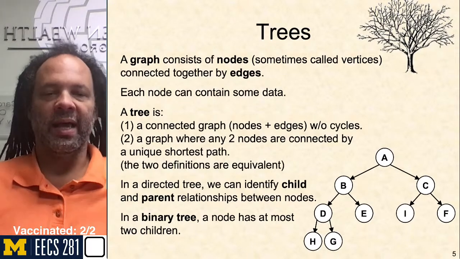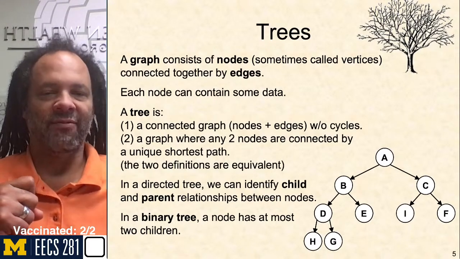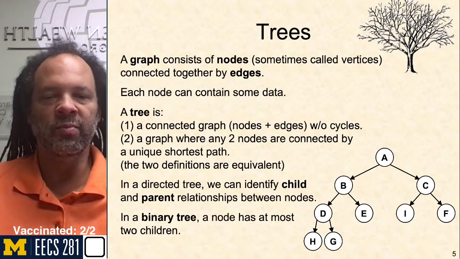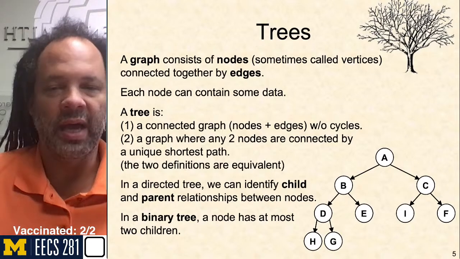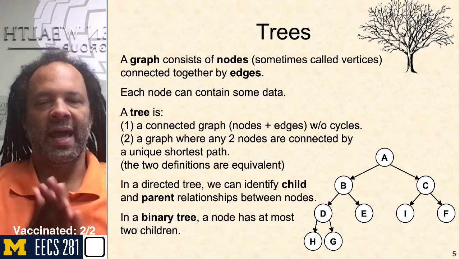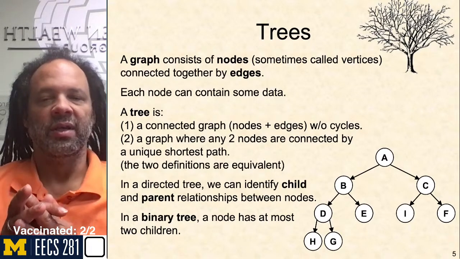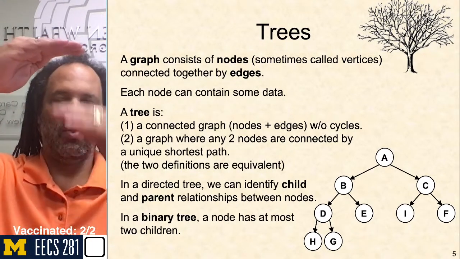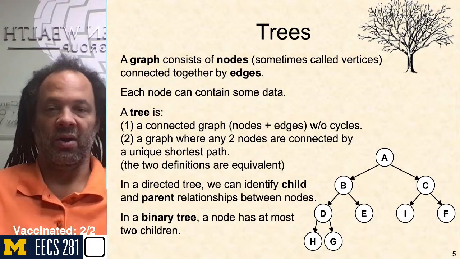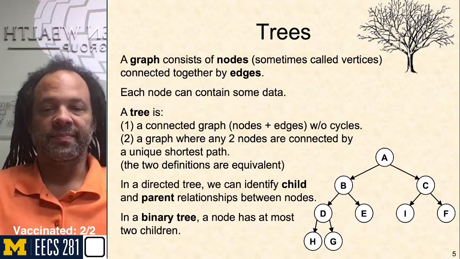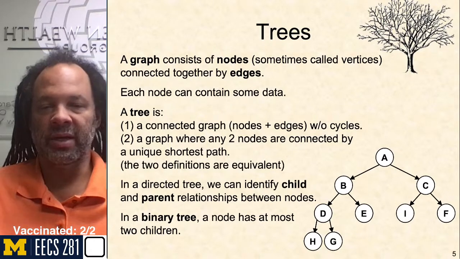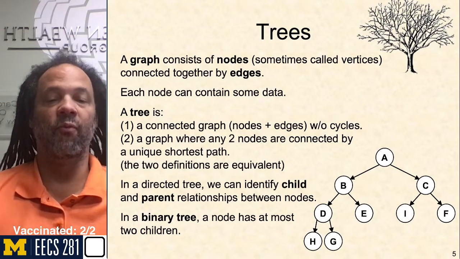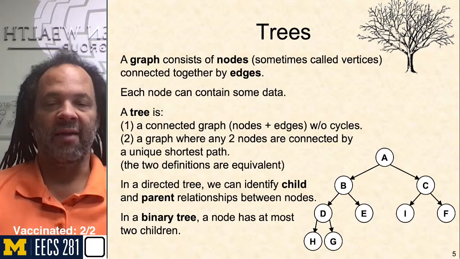In a directed tree, as we see over here, those edges have arrows on them that imply that the travel can go from A to B, but not from B to A, and so on. So in that case, we can identify these child and parent relationships, with the parent being at the beginning of the arrow and the child being at the end of the arrow, below the parent. In a binary tree, as I mentioned on the previous slide, each node has at most 2 children. It can have 0 children, it can have 1 child, but it can't have more than 2.